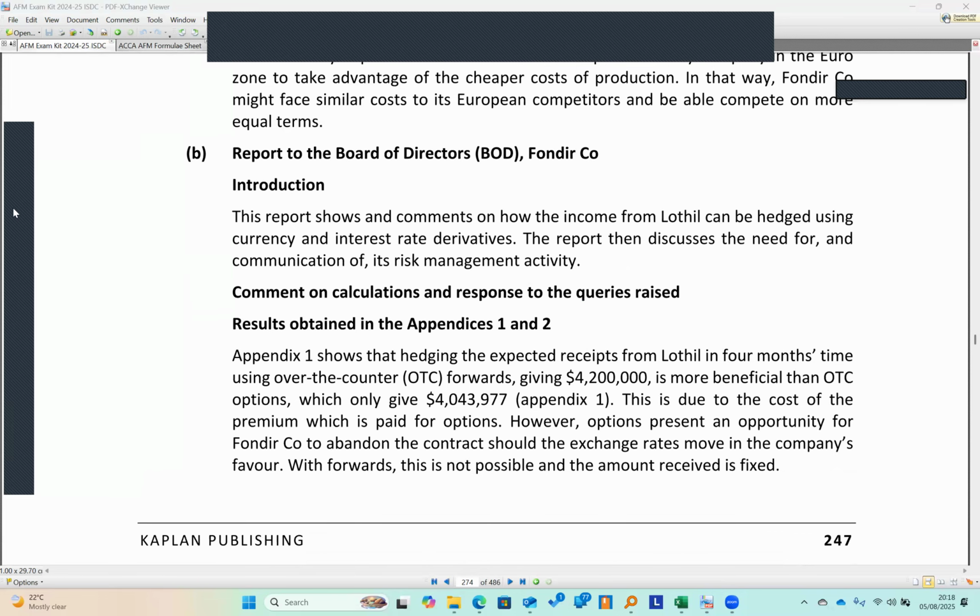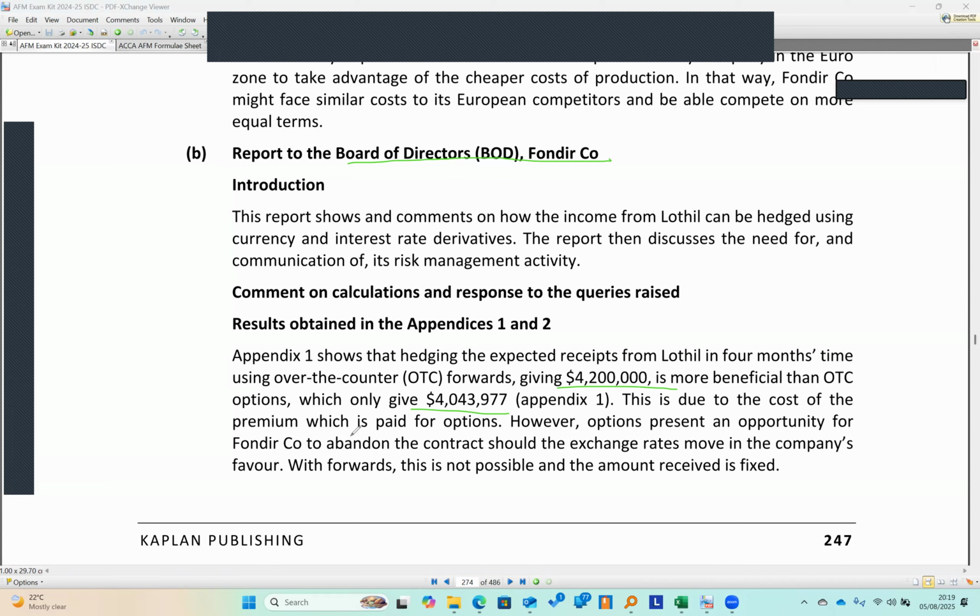So just to go to the report part. The report, as we said, shows the comments on how income from the sale can be hedged using currency and interest rate derivatives. Then it looks at the need for and communication of the risk management strategies. So then it starts calculating. Appendix 1 shows that hedging receipt from Lothil using the over-the-counter gives 4.2 million, more beneficial than the 3.9 or 4.4. We have some rounding off.